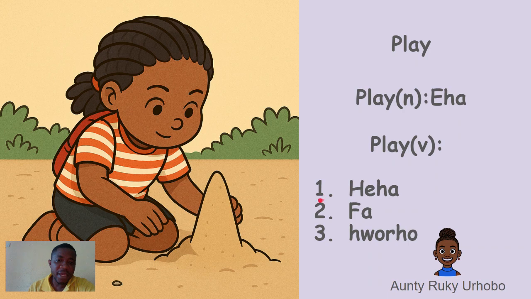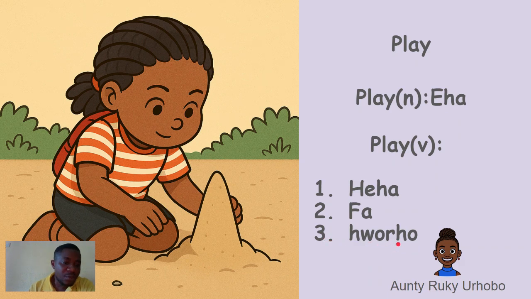Children playing, heha. The second one, orive, fa. Fa is to play ball. It can also be to play card or to play dice. Fa. Orera, hworho. Hworho, to play any musical instrument, even to play your mouth or to whistle is hworho. Hworogbunu.